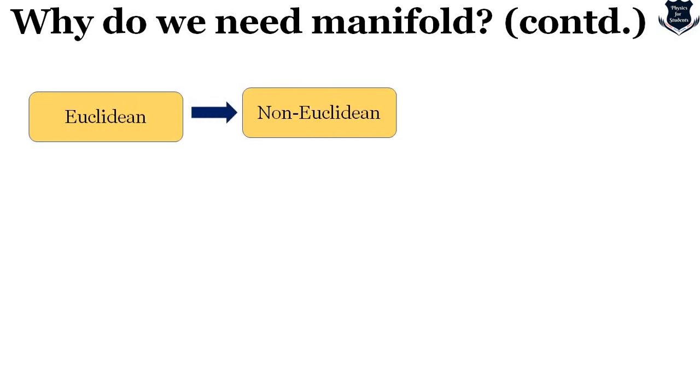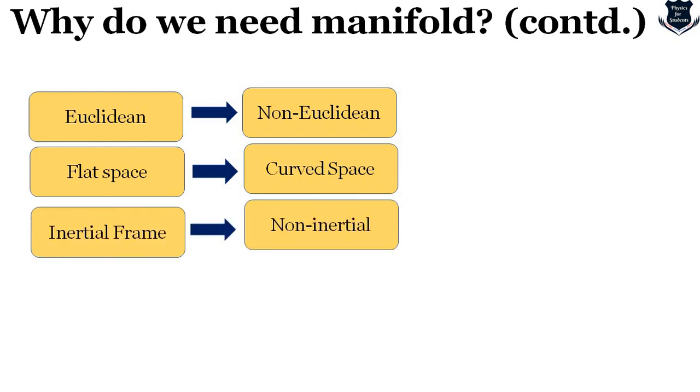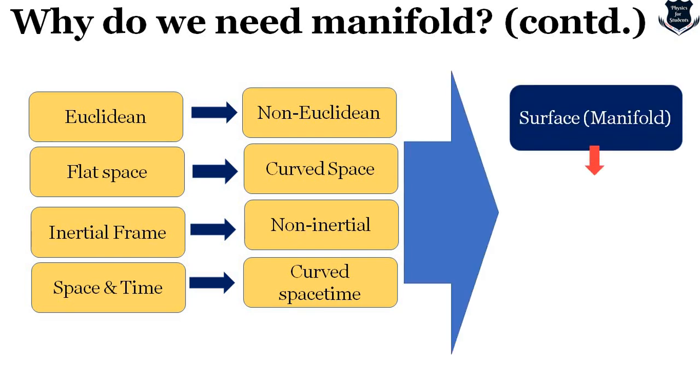Okay, so now what we get is: why do we need a manifold? Let us understand it this way. From Euclidean we are moving now into non-Euclidean. From flat space we are also moving into a curved space. From inertial frame of reference we are moving into non-inertial frame of reference, because general theory of relativity is all about non-inertial frames. And from space and time, which were separate in Newtonian mechanics, we now have curved space-time. And all this will lead to a surface.